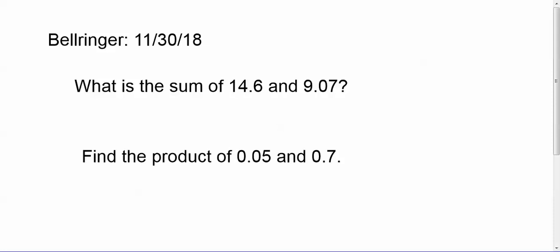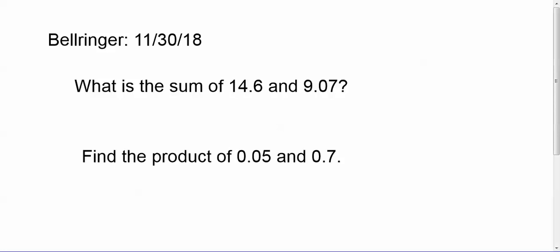Anyway, hi everybody, this is Mrs. Lehman. You're here in my 6th period class today. We are going to be learning how to do greatest common factor using a factor tree. We're going to learn how to create the prime factorization of a number as well. So the first thing that we have is a bell ringer.